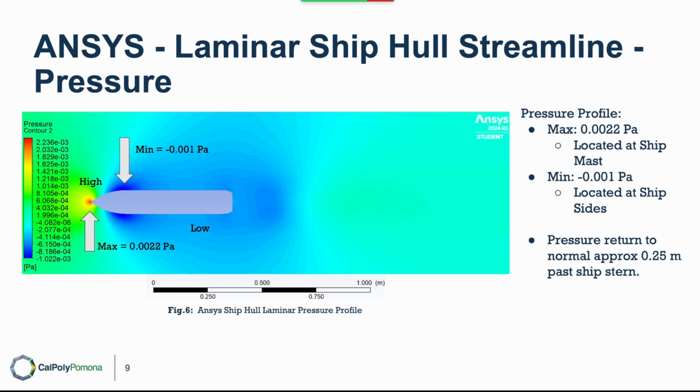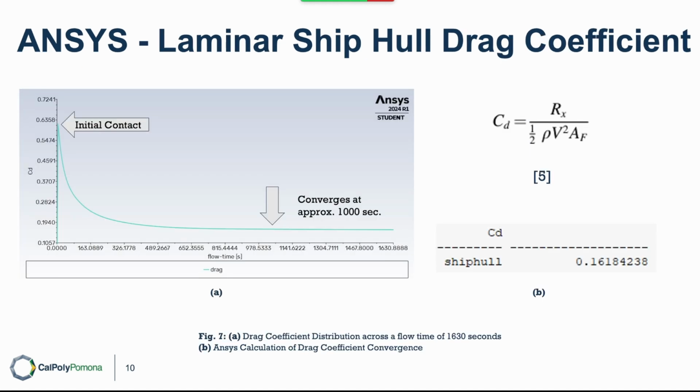So from this, the pressure profile, we found a max pressure of 0.0022 pascals located at the ship's bow when the water hits the boat, and then a minimum of negative 0.001 pascals located at the ship's sides. Now, if you notice, the pressure around the ship is very low in the regions in which there is very high velocity, and that is due to Bernoulli's equation. Now, the ship hull drag coefficient, I calculated that as well. And you can see on the graph, there was an initial contact point, very high drag coefficient, and then eventually it converged all the way down to 0.161 at approximately 1,000 seconds into the simulation.